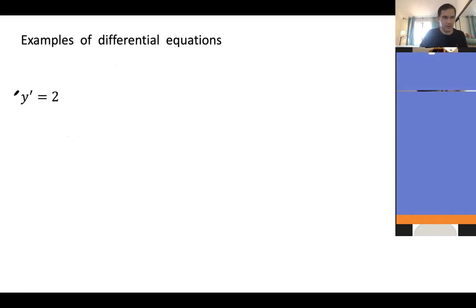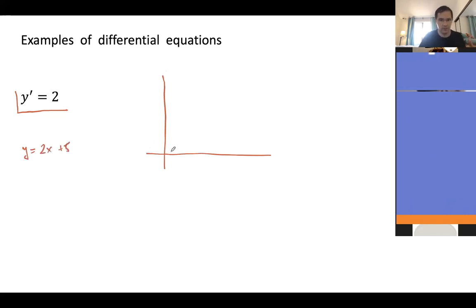Take the simple differential equation y prime equals 2. Could you give me one function that is a solution of this differential equation? In other words, the derivative of your function has to be equal to 2. Could you give me one? Y equals 2x plus 5. Perfect. Excellent. So this is the y-axis, and you just took this function y equals 2x plus 5.